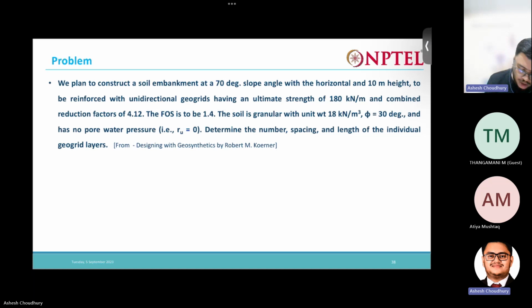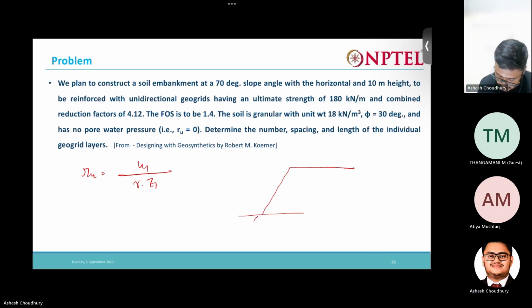This RDU is equal to 0. So RU is nothing but the pore water pressure divided by gamma into Z1. Say you have a slope like this, say you have a slope chart.